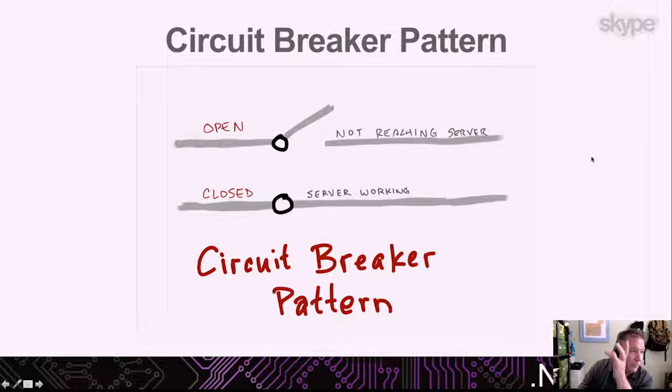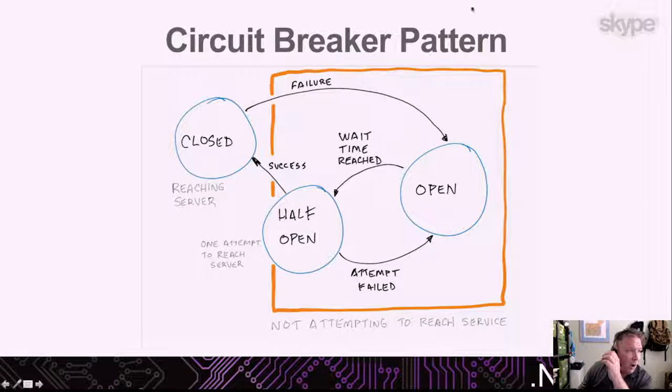Situation normal. Snafu. So here in the orange, here's a little state diagram. In the orange box, with my wonderful artistic skills, when you're in that orange box, you are not attempting to reach the service. So here's how it works. Everything's working fine. Everything's closed. There's a failure of some kind. And again, you can program all this in and set up your configuration.